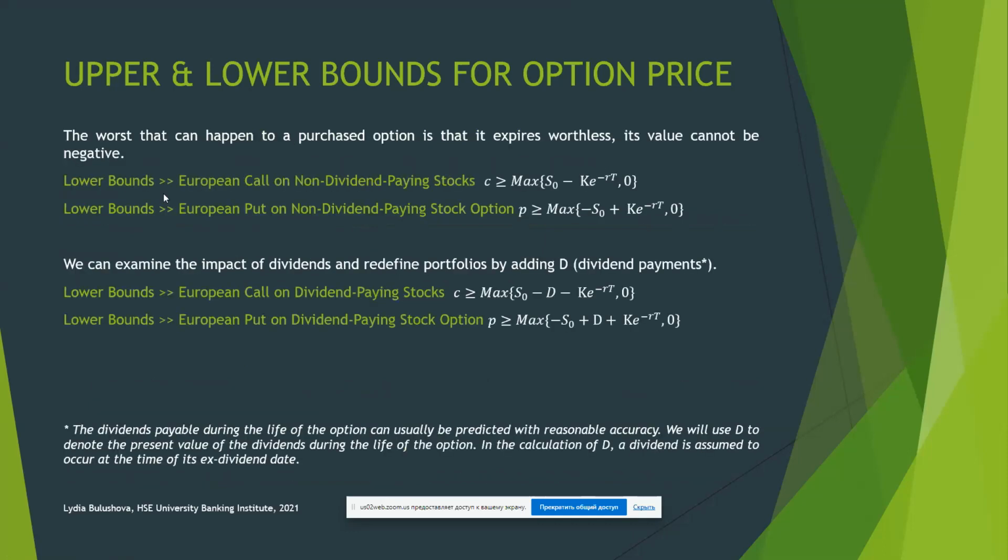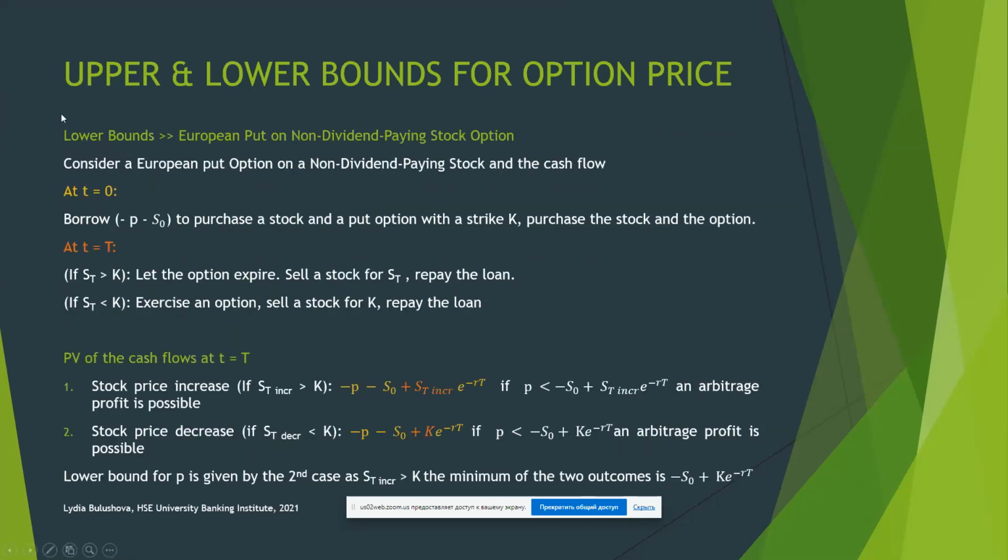So here we've got the same thing for put options. We have to borrow minus B minus S sub 0, because we need to purchase a stock and we need to purchase a put option with strike K.